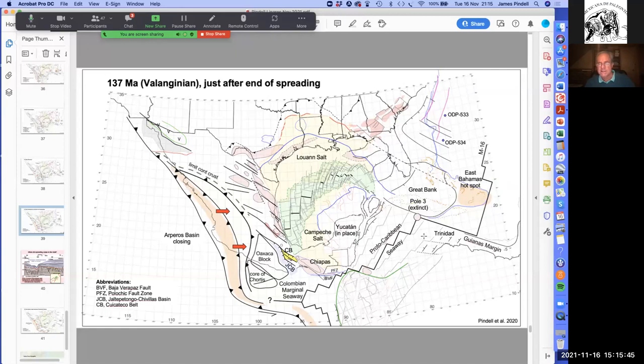This is not the same crust as today's Caribbean crust. And we've already opened up the Atlantic by that much. And here's the western edge of Africa right there.